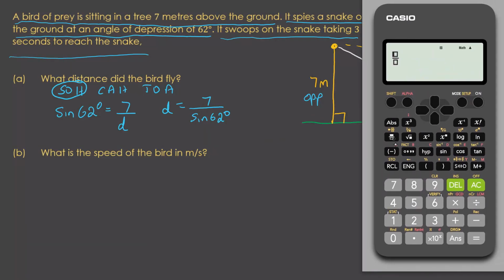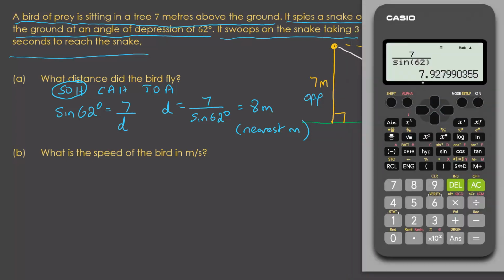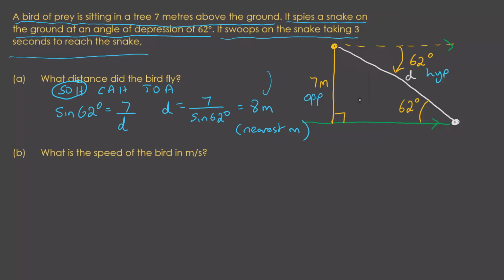So we can do that. 7 divided by sine 62. And let's just call that 8 meters to the nearest meter. In practice, when I'm doing these questions, what I normally do is write down the first few figures on the calculator display and then round.